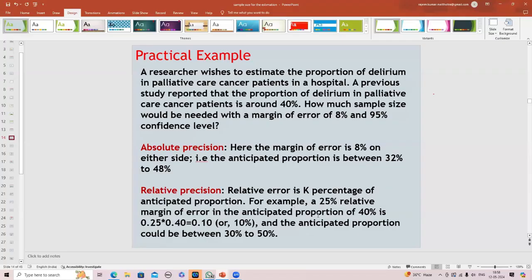Similarly, we can calculate for the mean also. If you have a mean of 10 and an absolute margin of error of 2, it will go from 8 to 12. Or if you take a relative precision of 20% for the mean of 10, it will also be plus or minus 2. So you can calculate the absolute and relative margin like this. Now I think you have understood the difference between relative and absolute.